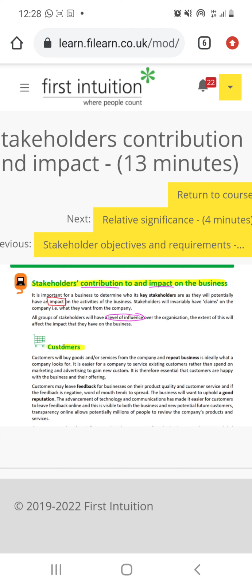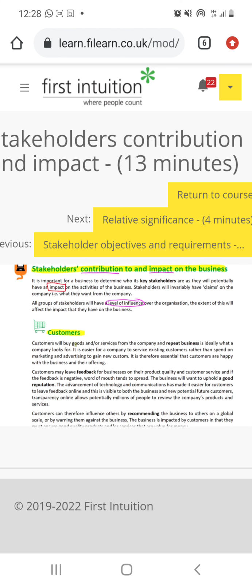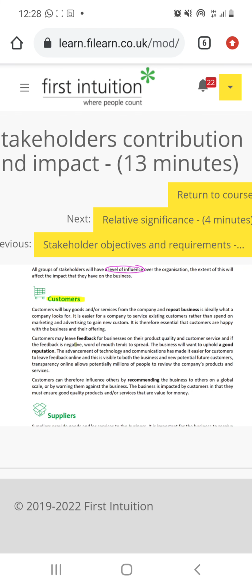Let's look at our stakeholders in turn, starting off with our customers. Customers will buy goods and services from the company. This is the claim on the company. What they want from the company buying goods and services. They want goods and services, they want quality, and they want value for money, as we discussed previously.